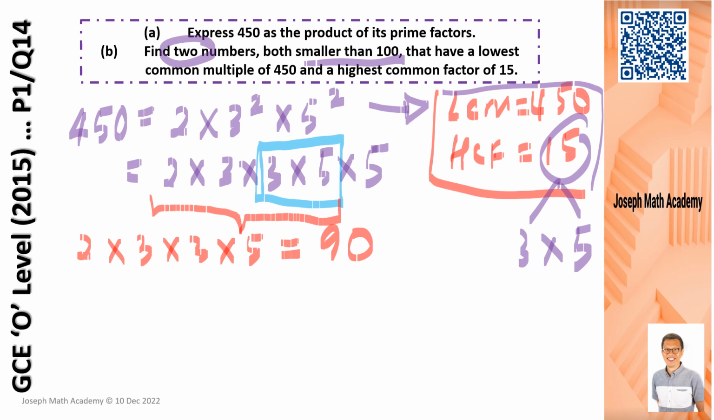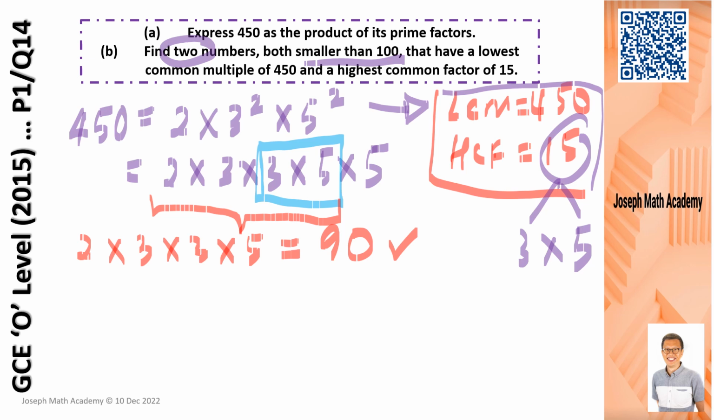All right, so 90 could be one of the numbers, and it also is smaller than 100. So the 90 looks good. Okay, so that's one number. Let's try to take the next lot. Perhaps we take double 5. Okay, so let's take double 5.